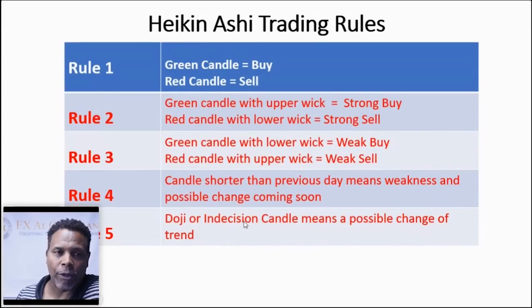I don't call them dojis. I just call them indecision candles. It means a possible change of trend. And that's what we look for to get into the market. Now, that's not how we get in. We get in the market based off of rules 2 and 3. Really get in on 2 and 3 with a strong buy, strong sell, or a weak buy, weak sell. And we'll look at some of those on the charts.